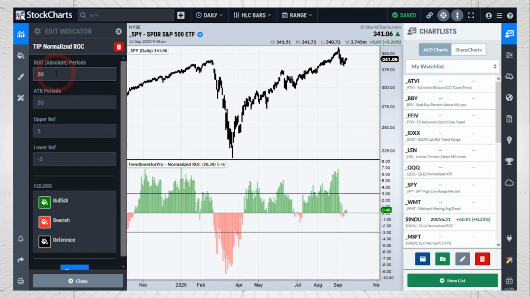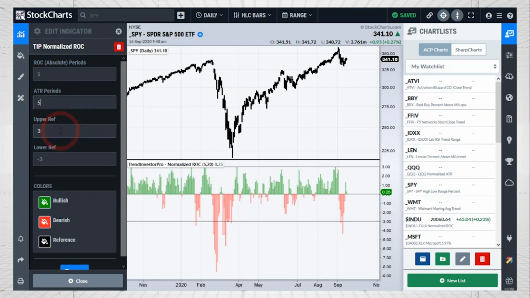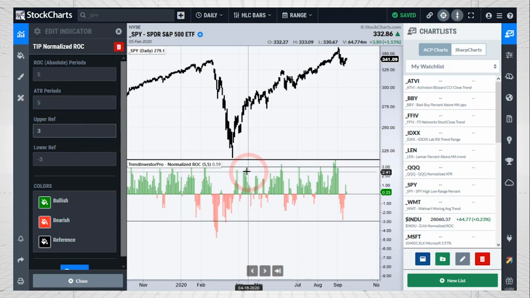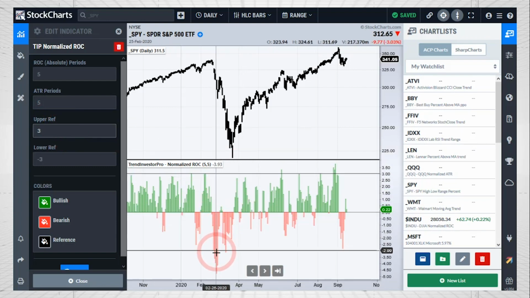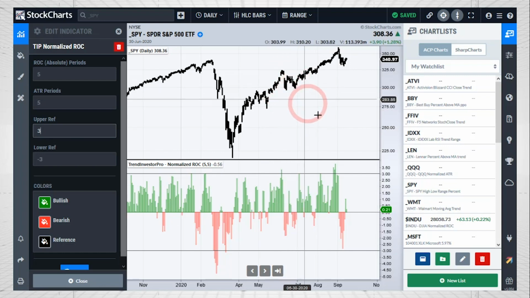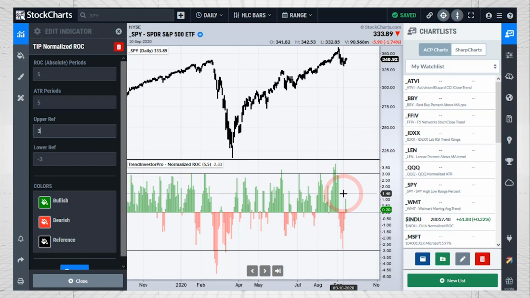If you want it to be more sensitive, you can change this to 5 periods for the rate of change. I would recommend the same setting for ATR to keep it uniform, so 5 ATR periods. And so we can see we have the upper reference at 3. We still got the outsized move to the downside in late February, and we didn't get an outsized move to the upside until early June. And that actually called that top before we had a consolidation. And we did not get an outsized decline there on the 10th of September with that sharp decline. But that's how the indicator works.